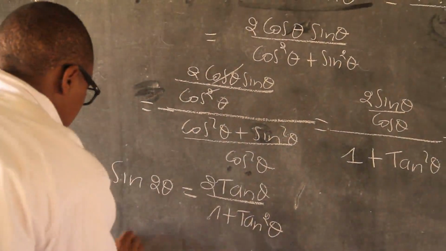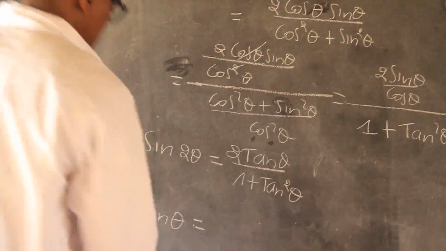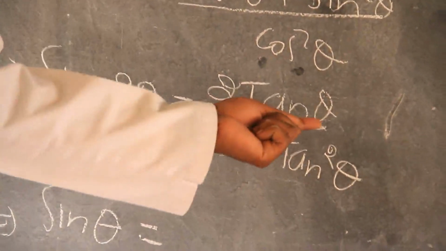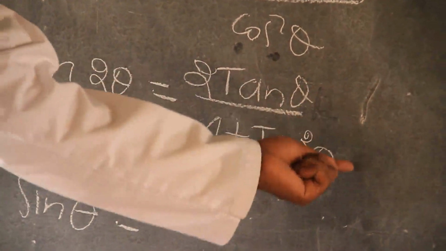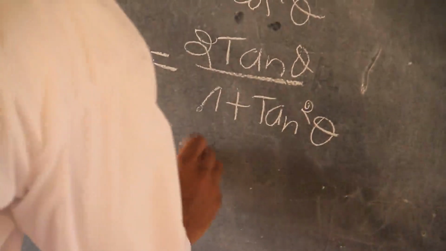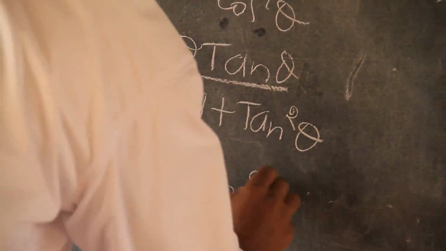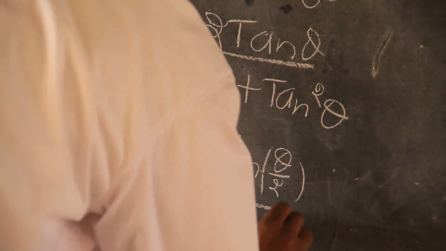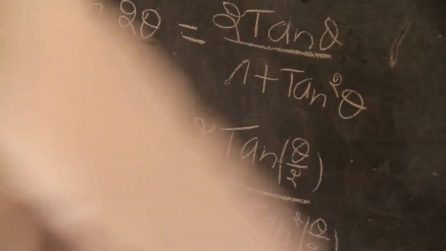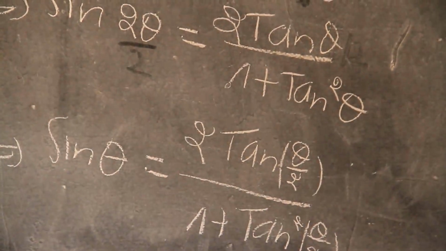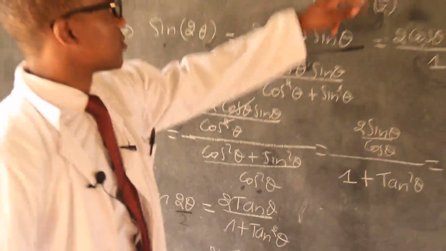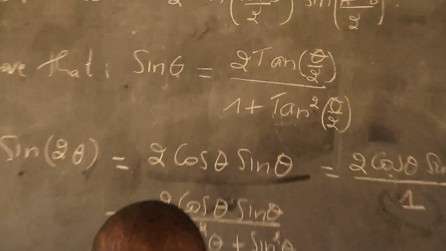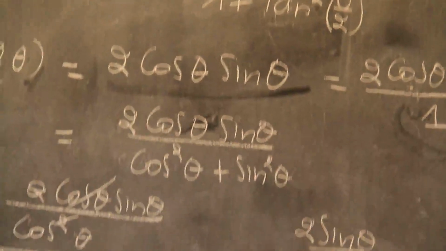So what if it could be sine only? It could be. So I divide the angle by 2. Here also I will divide by 2 over 2 over 2. It is 2 tan over 2 over 1 plus tan square over 2. So proved. It means that sine is 2 tan over 1 plus tan square.